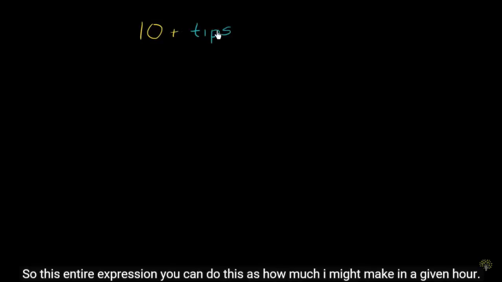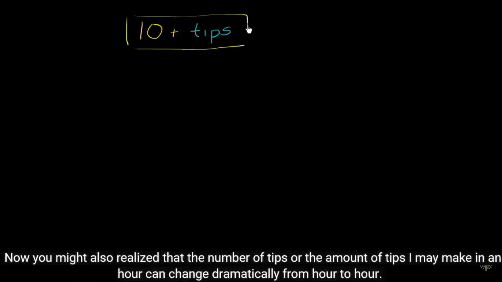Let's say that I'm working in a restaurant and I'm making $10 per hour, but on top of my hourly wage, I also get tips each hour. So this entire expression, you can view this as how much I might make in a given hour. Now, you might also realize that the amount of tips I might make in an hour can change dramatically from hour to hour.